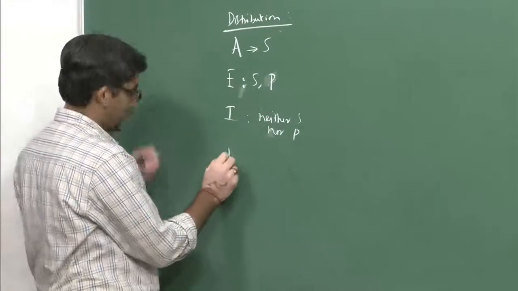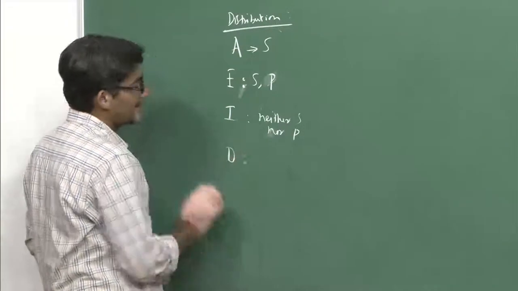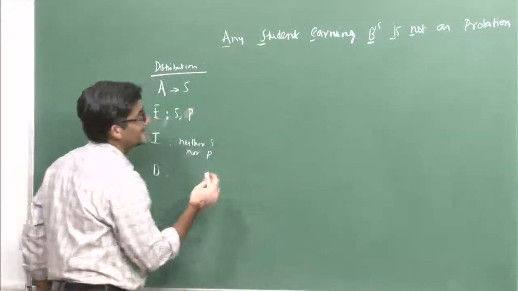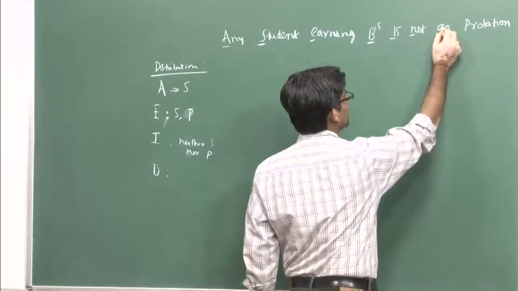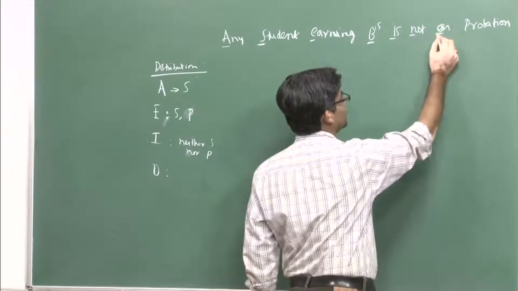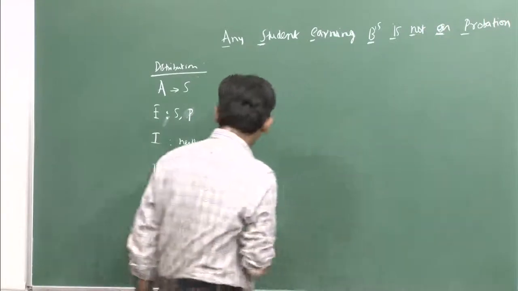And the last one is the O proposition. In the O proposition, this is the one we have: is not on probation. O proposition distributes only the predicate.